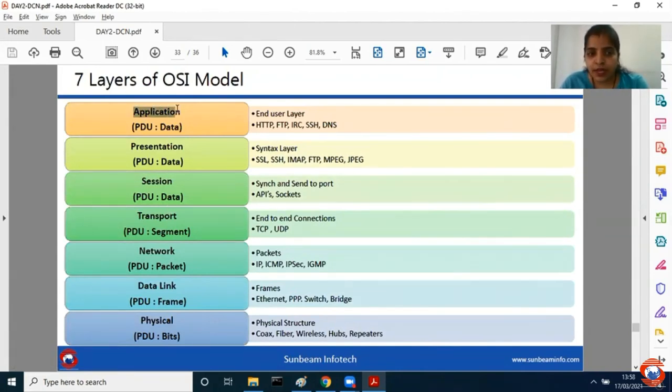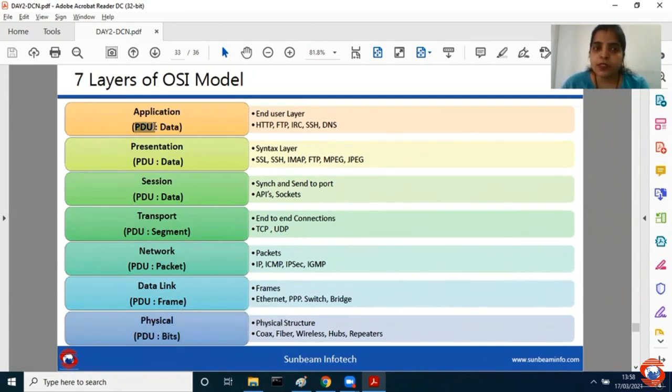When my data goes from the application layer to the next layer, that packet is called data. When the data goes from presentation to session, that packet is again called data. When the data moves from the session layer to the transport layer, that packet is called a segment. When the network layer transmits your data, that packet is called a packet. When the data link layer divides the packet into frames, that is called a frame. And finally, your physical layer deals with the data called bits.